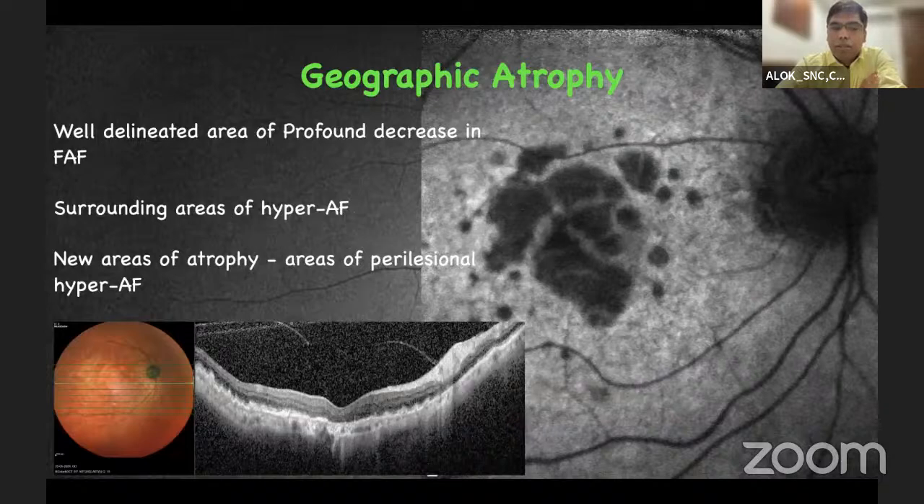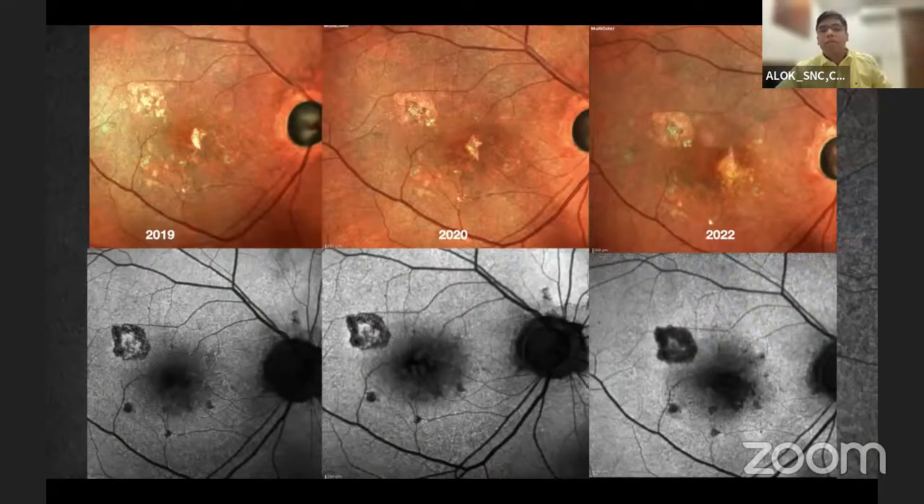Now, this is important, as the surrounding RPE, which is autofluorescent, is basically a sick RPE, or an RPE which is not functioning optimally. And new areas of atrophy will develop in the perilesional hyperautofluorescence areas. Now, this is a case where you can document progression of geographic atrophy over a period of time just by doing fundus autofluorescence imaging.